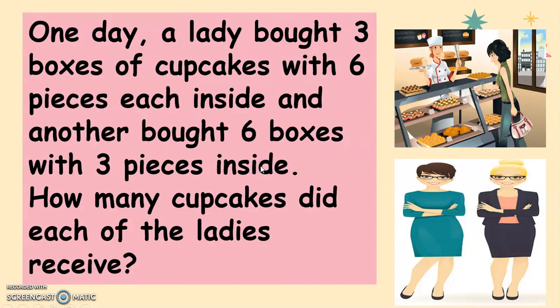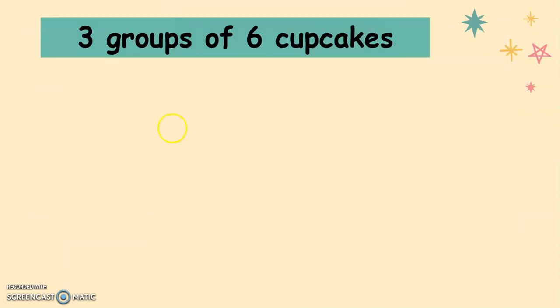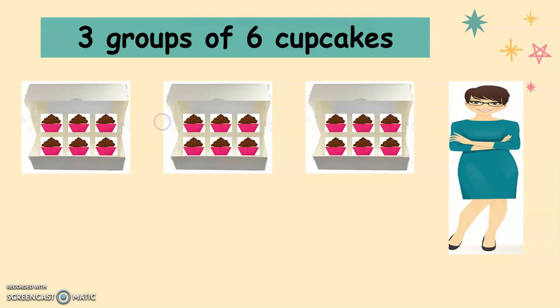One day, a lady bought 3 boxes of cupcakes with 6 pieces each inside, and another bought 6 boxes with 3 pieces inside. How many cupcakes did each of the ladies receive? Now, we're going to talk about the properties of multiplication. So, there are 3 groups of 6 cupcakes. 1 group, 2 groups, and 3 groups.